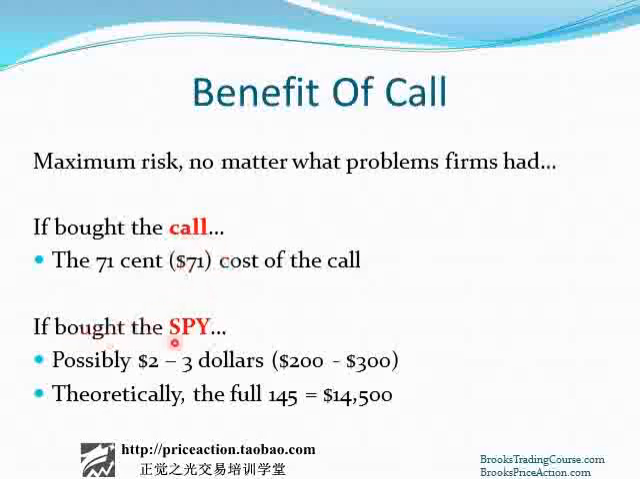If you bought the spider itself, it's possible that if your data went down or if the broker had problems, the spider could fall $2 or $3 more before the problem was fixed, and you could easily lose $200 to $300. Theoretically, you could lose the full $145, which is $14,500. That's not going to happen, but you certainly could lose hundreds of dollars.